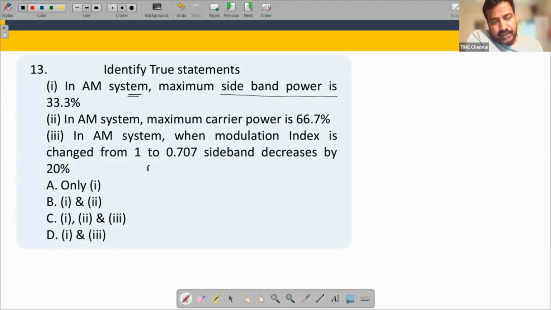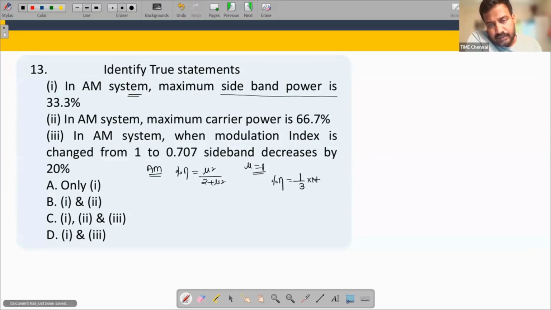For example, if you take an AM system, sideband power percentage eta is mu square by 2 plus mu square. When mu is equal to 1, you get the maximum value. Percentage eta is 1 by 3 into 100. Maximum is 33.3%.